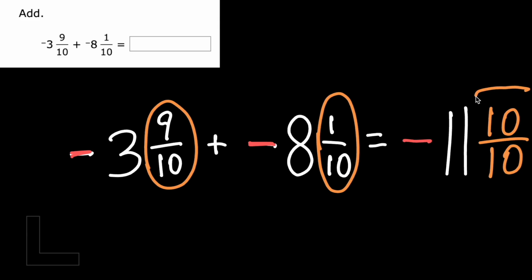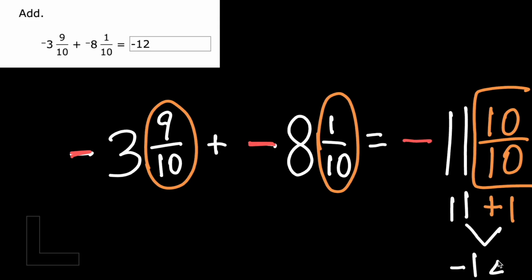However, we can't leave our answer as 10/10 since that's equivalent to 1 whole. So we just add 1 to 11 to get -12.